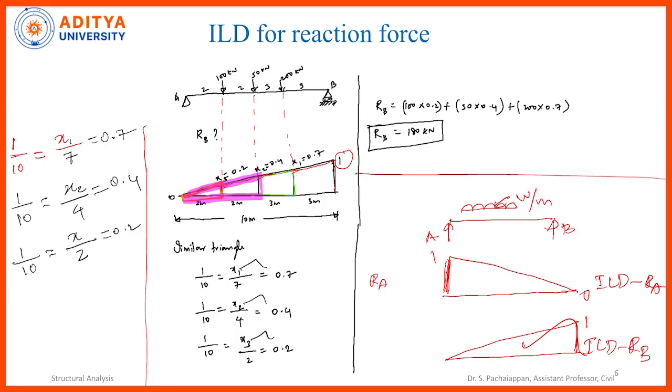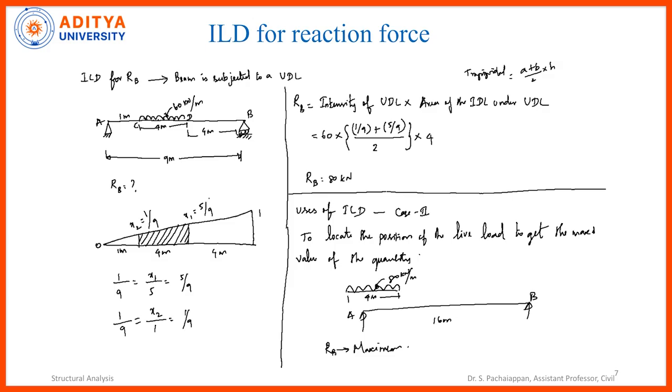Now, how to apply this to calculate the reaction force? It is very simple. RB is equal to the first load 100 multiplied by the corresponding ordinate 0.2, plus 50 multiplied by the corresponding ordinate 0.4, plus 200 multiplied by the corresponding ordinate 0.7. The summation of all these gives the value of RB. So, this is the way you can use the ILD to compute the reaction force.